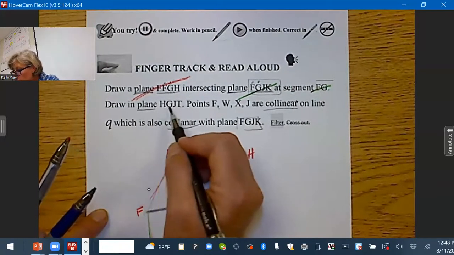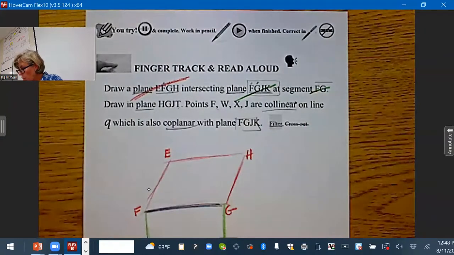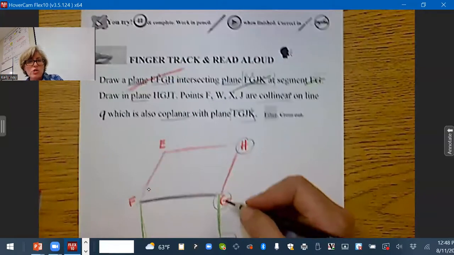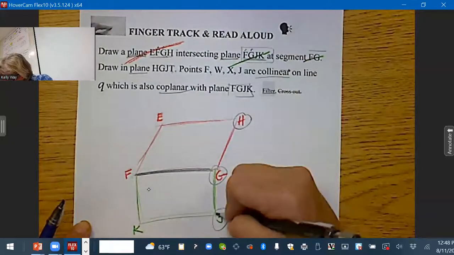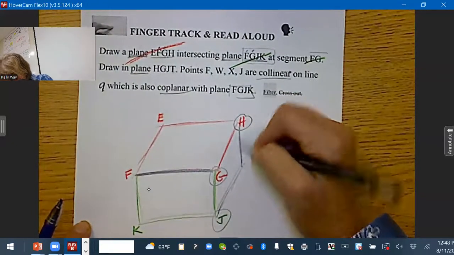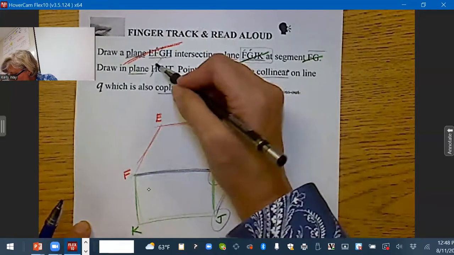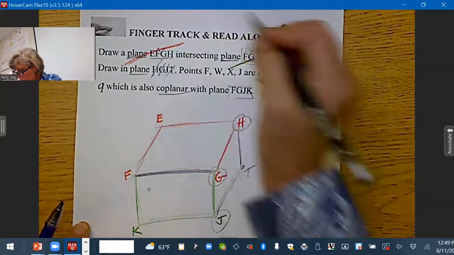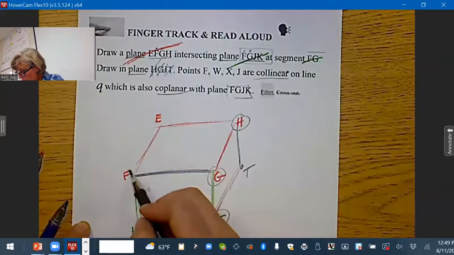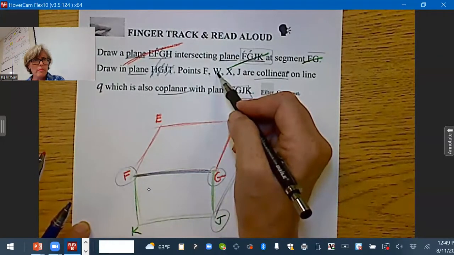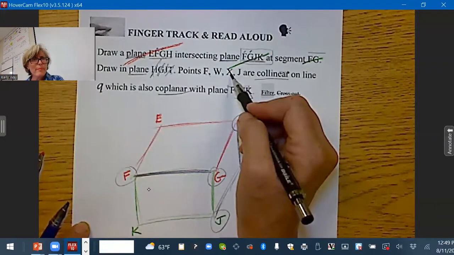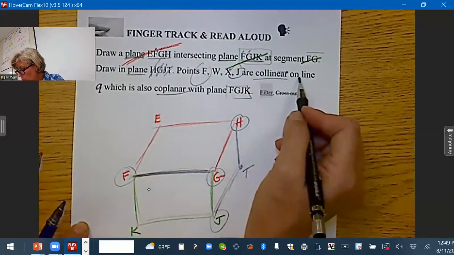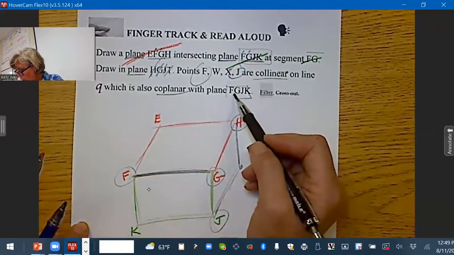Draw in plane HGJT. Same letter, same point, same letter. HGJ. Now you can see why you needed to draw into 3D and not flat. HGJ. Oh, T. There it is. Points F, there's F, W, new point, X, new point, J, same point, are collinear on line Q, which is coplanar with this plane F, G, J, K.